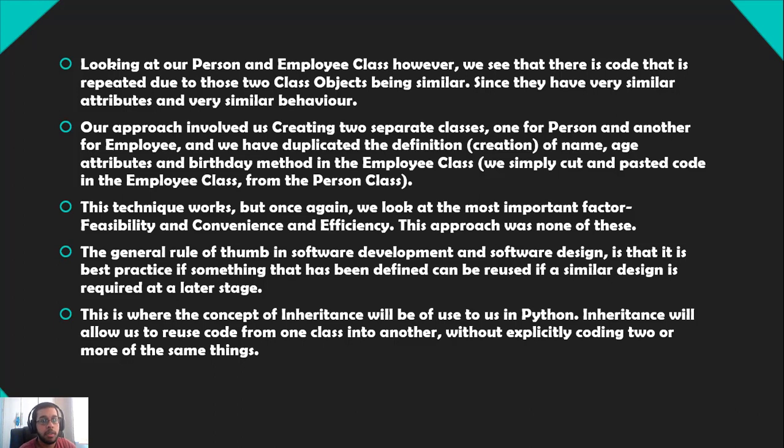The general rule of thumb in software development and software design is that best practice is that something that has been defined can be reused if a similar design is required at a later stage. This is where the concept of inheritance will be of use to us in Python. Inheritance will allow us to reuse code from one class into another without explicitly coding two or more of the same things.